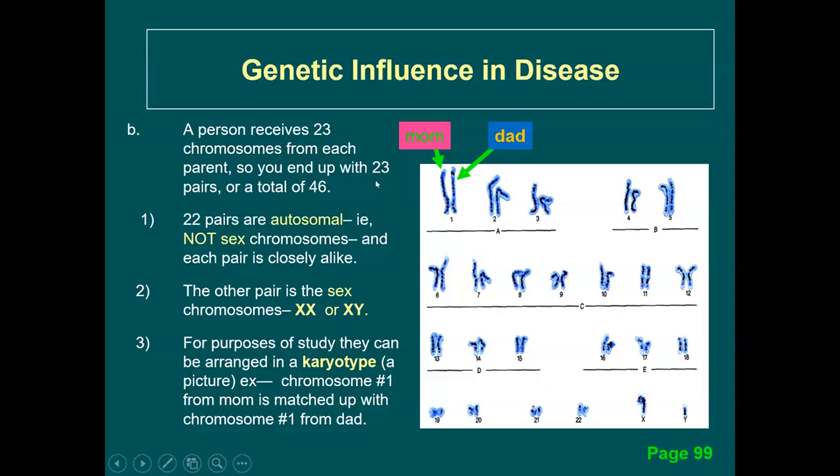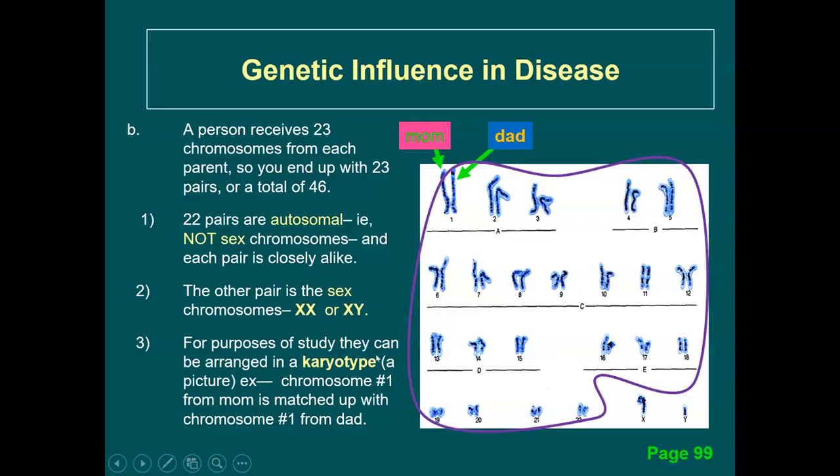Now, a person will receive 23 chromosomes from each parent, so 23 from mom and 23 from dad, making up a total of 46 chromosomes. 22 of the chromosome pairs are autosomal, which means that they're not sex chromosomes, and each pair is closely alike, or so they say. I don't see how chromosome 3 looks alike, but if you're a geneticist, an expert, then you find that they are.